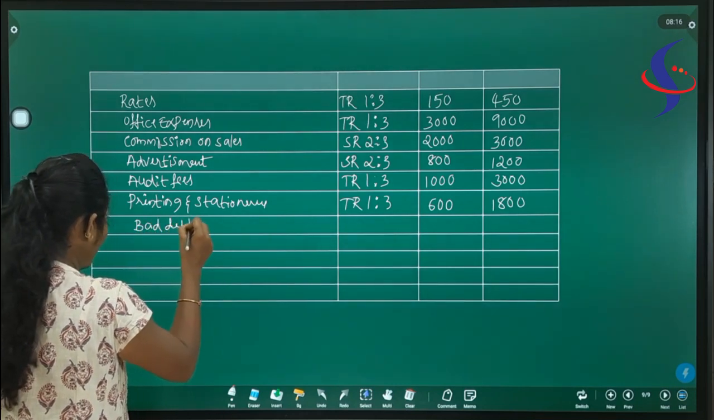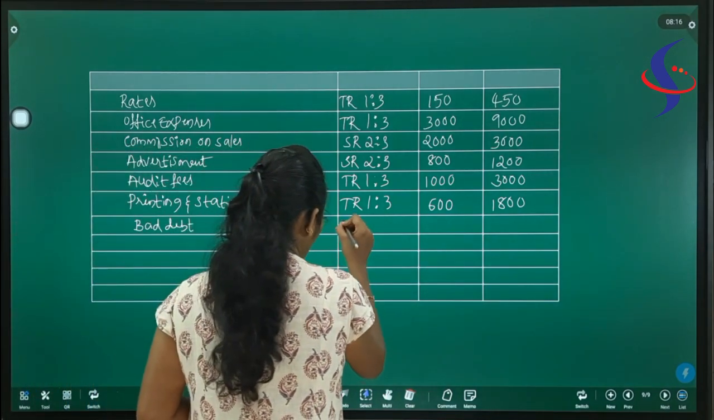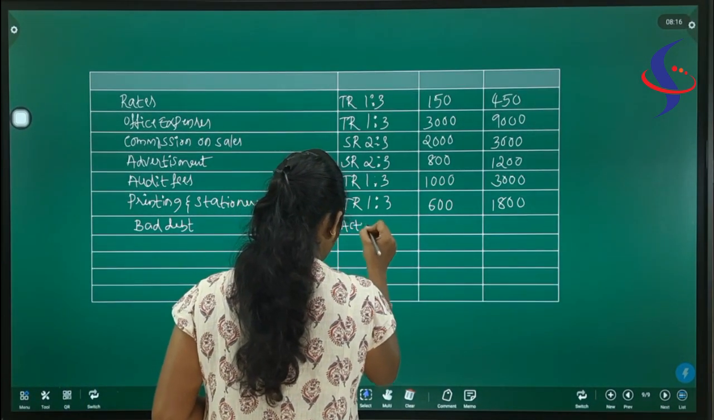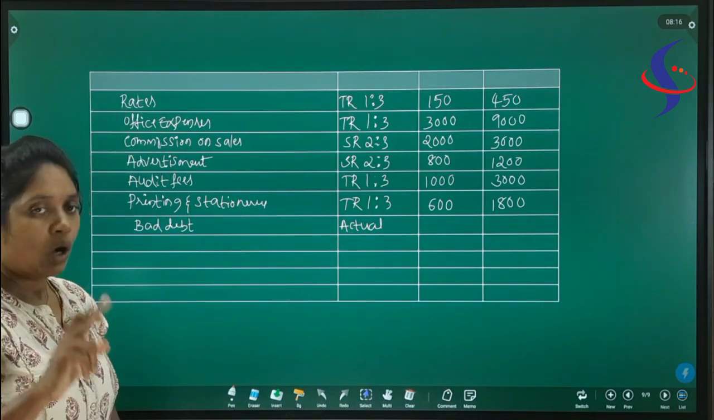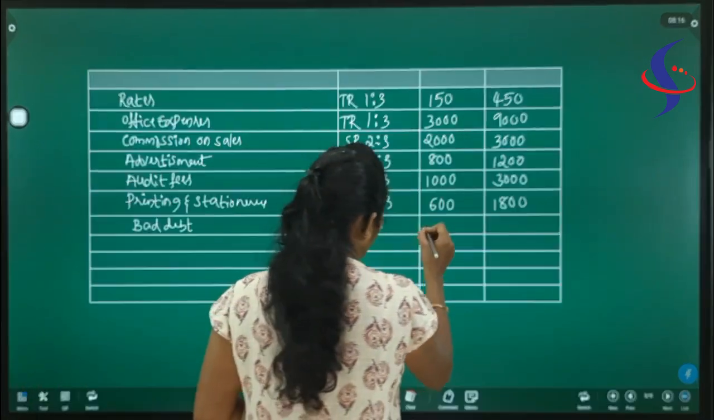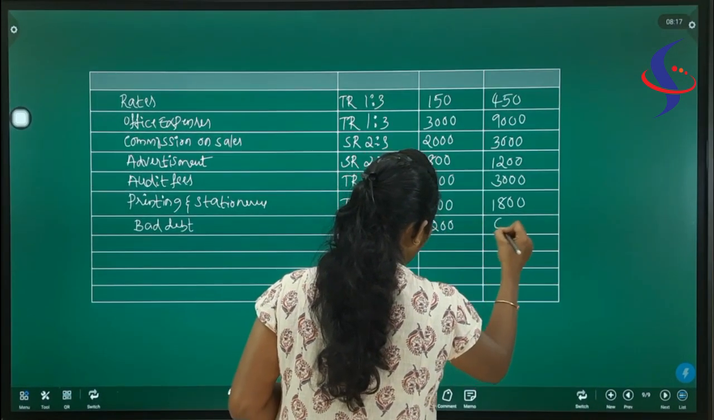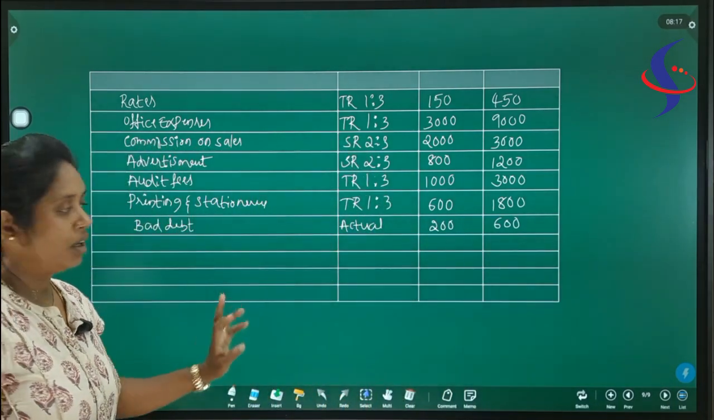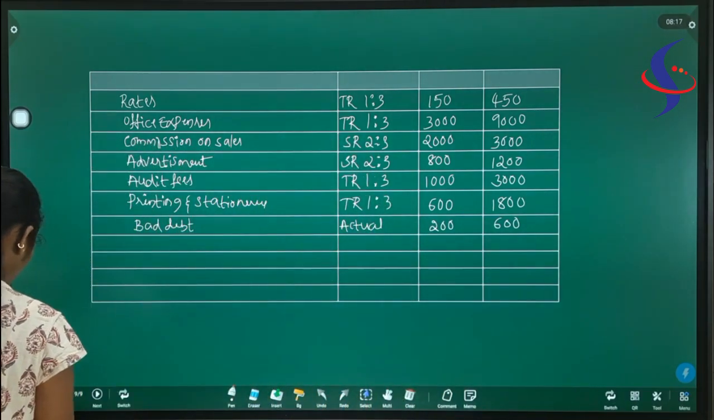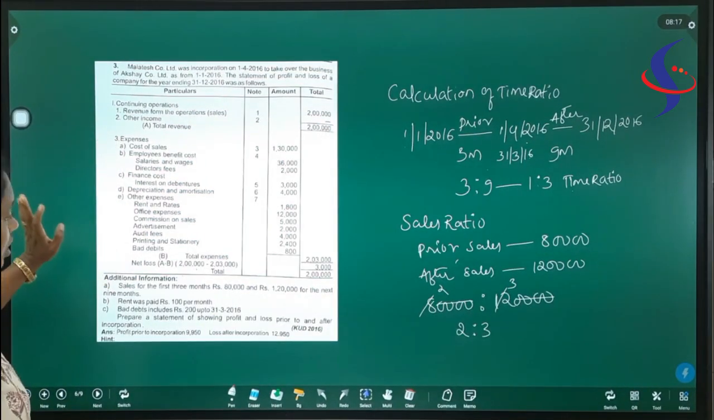And lastly, we got bad debt. Normally, bad debt we divide using time ratio, but here in this question, they've given some information. It means they made our work easy. They've already divided. The total bad debt was 800. Out of 800, up to March end it was 200, and the remaining is 600. This is there in the working note. We can refer to it. So now I think we are done with division of all the expenses and incomes. Is anything left out? Nothing.